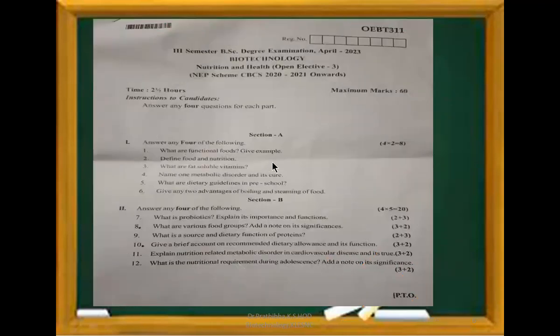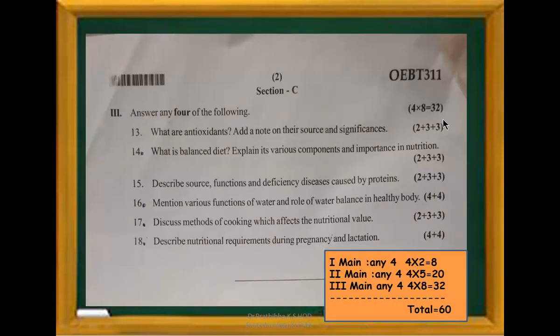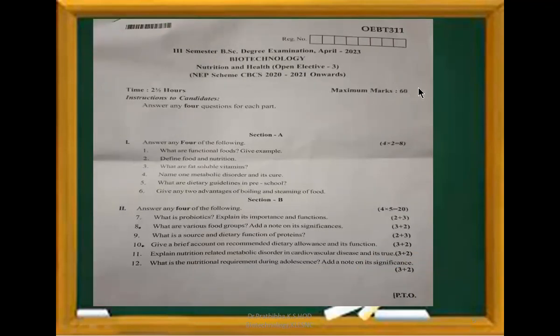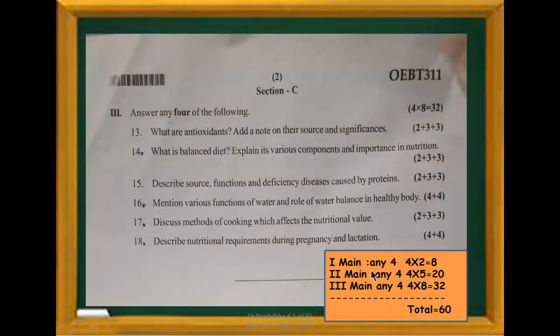So this is your first main, you're writing 4 questions for 2 marks each. Section B, you're writing 4 answers for the 4 questions. It carries 5 marks each, total 20. So 8 plus 20 is 28, and here 32, it is total 60 marks. So you're writing this paper for 60 marks. Maximum marks 60. Okay. So the first main, any 4, carries 8 marks. Second main, any 4, carries 20 marks. Third main, any 4, carries 32 marks. So total 60 marks. So this is all about your university question paper pattern for your reference.